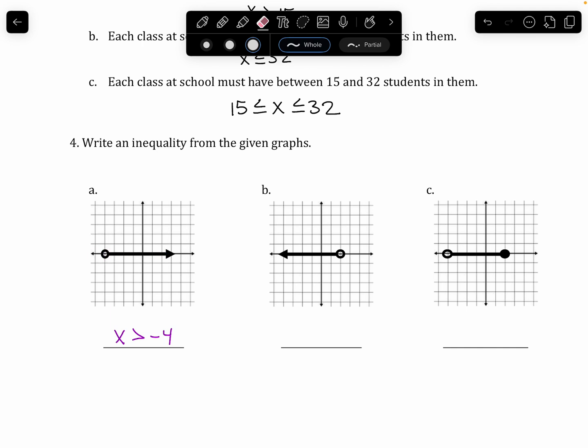Now, this inequality does not have an equal sign on it, and that's because we have an open circle. And hopefully you guys remember that a little bit from middle school. So open circle means that my inequality symbol will not have an equal sign on it.